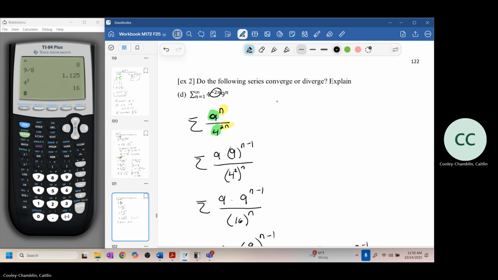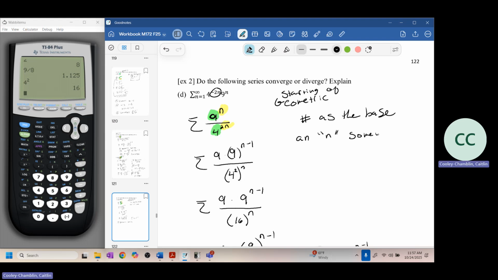Now write that down. The starting of the geometric series is normally a number as the base, and then an n somewhere in the exponent. Okay, so those are your two things that you really need to have.